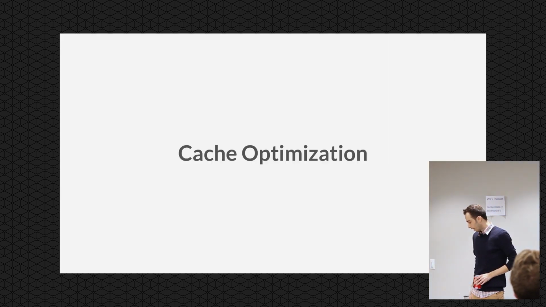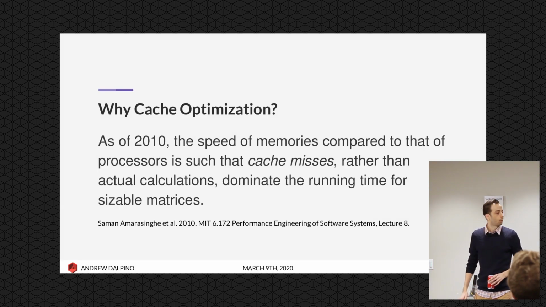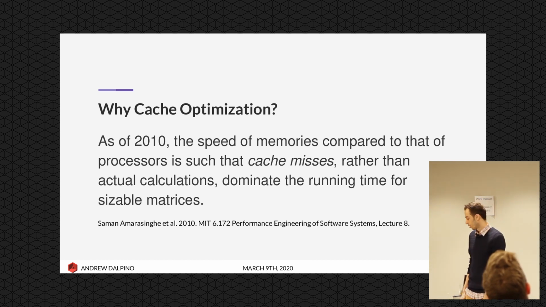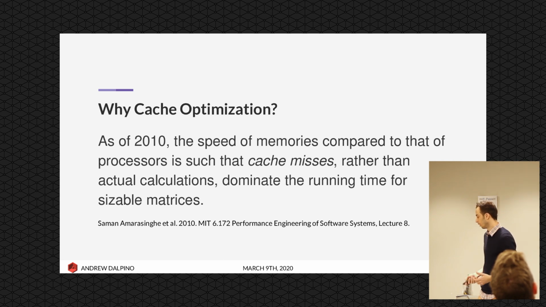Good. Now we're going to talk about cache optimization. Why cache optimization? As of 2010, the speed of memories compared to that of processors is such that cache misses rather than actual calculations dominate the running time for sizable matrices. What does this mean? Well, the CPU is way faster than the rate that we can get data into the caches, basically. So it would behoove us to design programs or algorithms in ways that optimize for the cache, that keep data that it needs in the cache when it needs it.